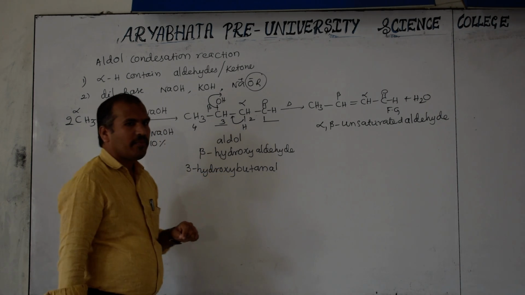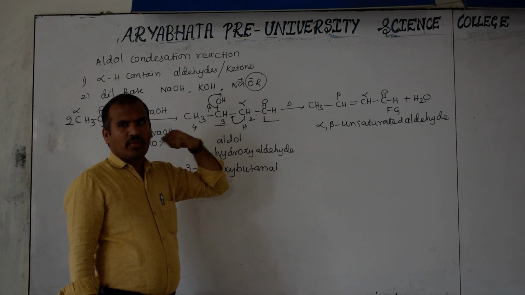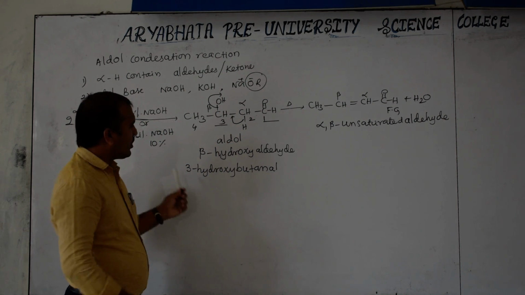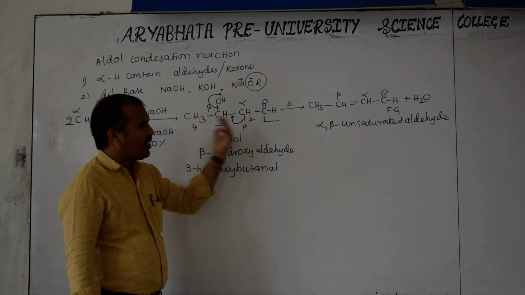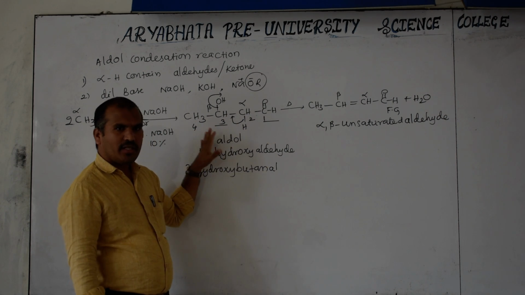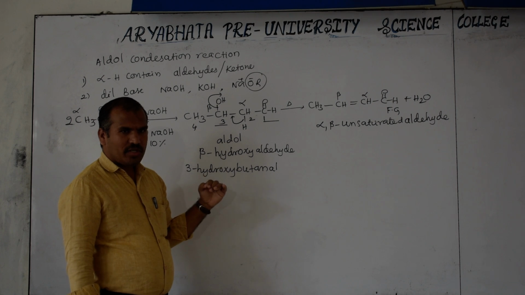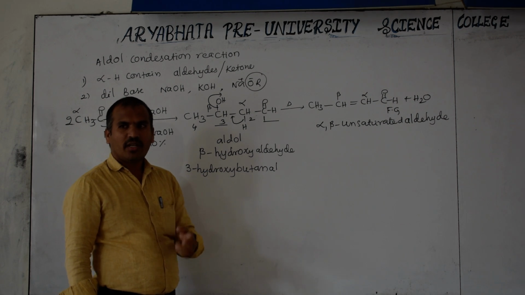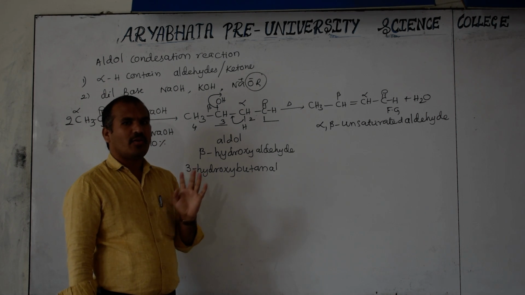But keep in mind, both aldehyde and ketone participate. When an aldehyde participates, the aldol is also a somewhat major product. On heating it gives this one. If you don't heat, the aldol is the major product. But the aldol product from a ketone is generally called a ketol. But the word ketol is nowadays not used; it is also pronounced as aldol only in some cases.